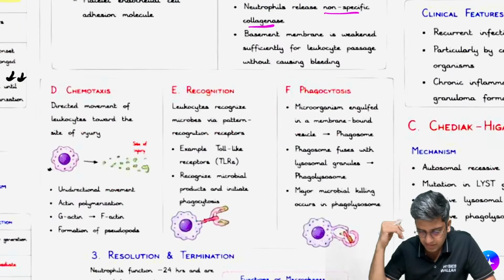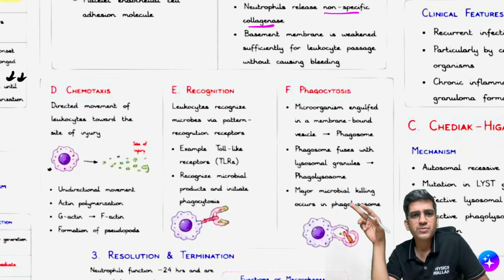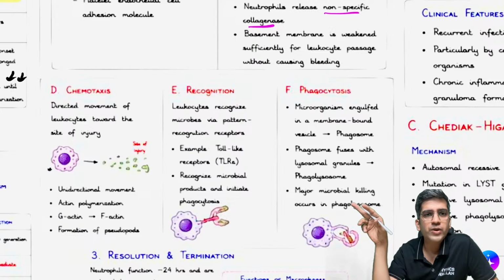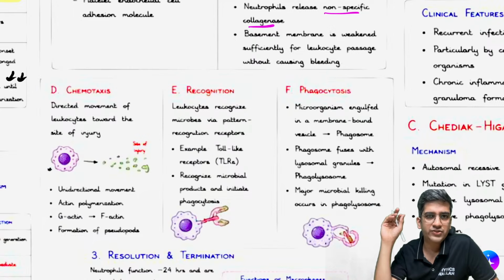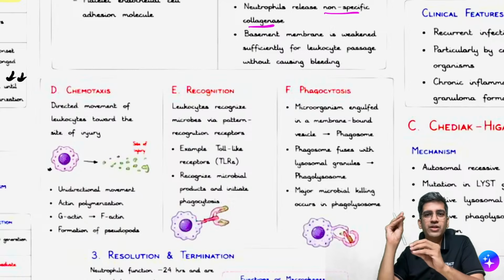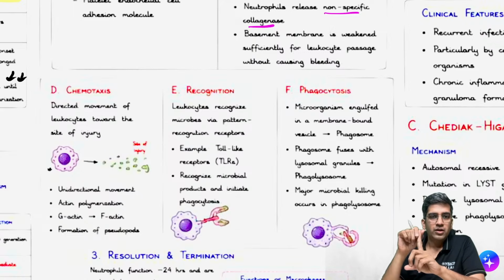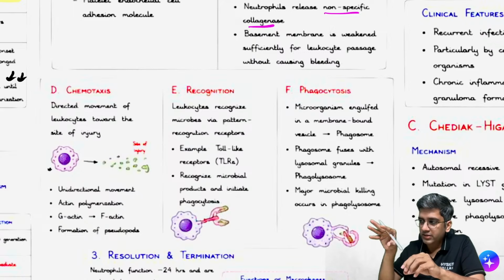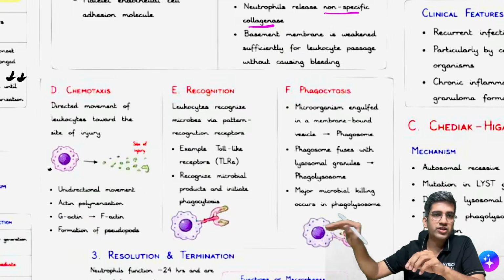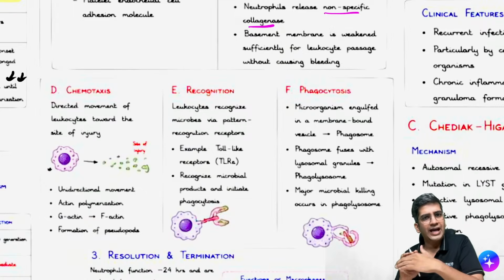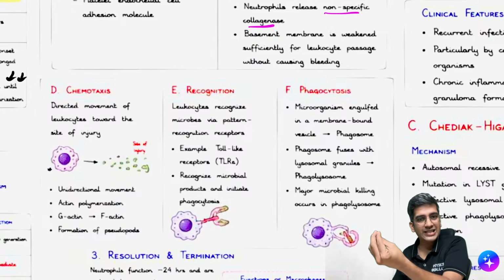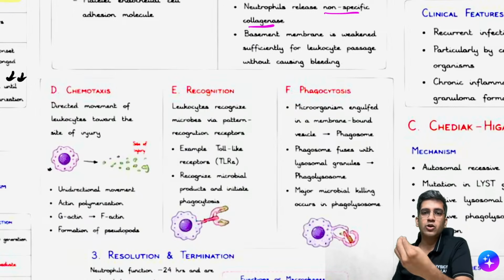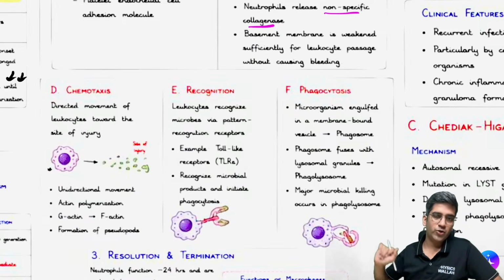Once I come out of the blood vessel, I have to know where is my bacteria. How do I know? Chemotactic factors. Chemotaxis is purely based on chemical signals. Your actin will get polymerized, the cells produce pseudopod movements and move to the site of the bacteria. I have endogenous and I have exogenous chemotactic factors. You know more about them. I'm not talking about them much in detail. So I recognize them with the help of receptors, toll-like receptor, nod-like receptor, and I eat them, which is phagocytosis.